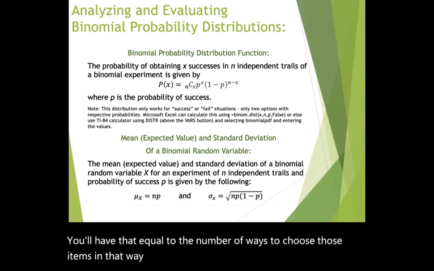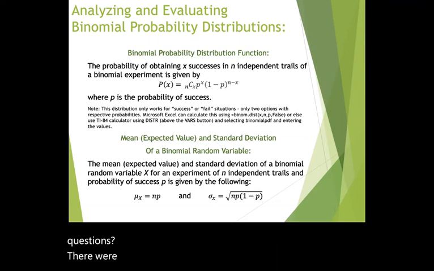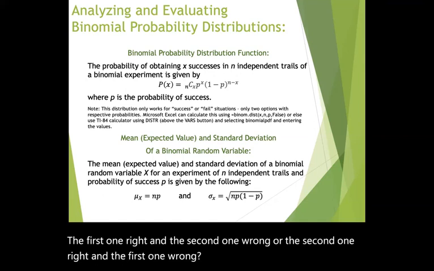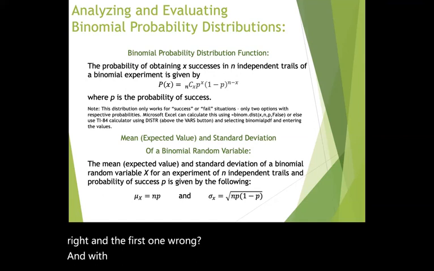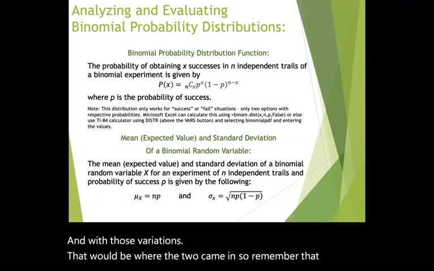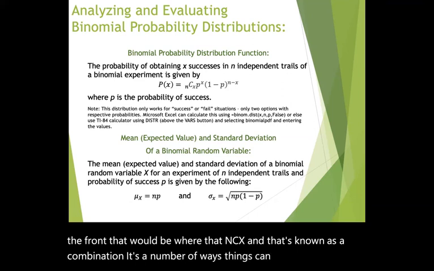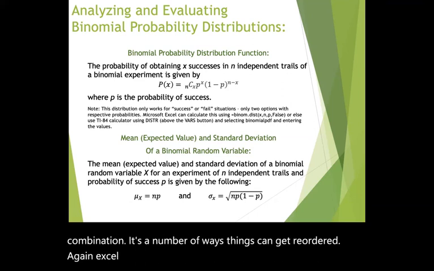So remember when we talked about 2 questions, there were 2 possibilities: you could either have the first one right and the second one wrong, or the second one right and the first one wrong. And with those variations, that would be where the 2 came in. So remember that 2 in the front, that would be where that nCx is. And that's known as a combination. It's the number of ways things can get reordered. Again, Excel does that calculation for you as well, so we didn't dive too deep into it.